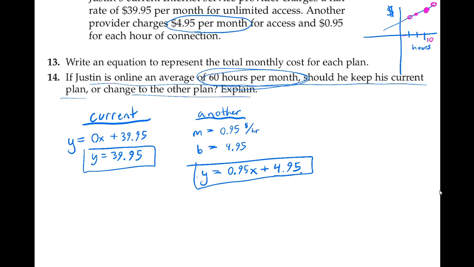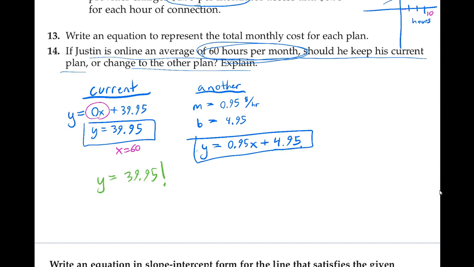Okay, so which one's going to cost more with 60 hours? Well, let's plug in 60 for the first one. So x equals 60. Well, that was easy because we multiply 60 by 0. So the cost with the first plan is $39.95. Woohoo! Okay, let's do the second one, though. The second one is y equals 0.95 times 60, but this one we have to actually calculate, because for each hour, he's charged this much.